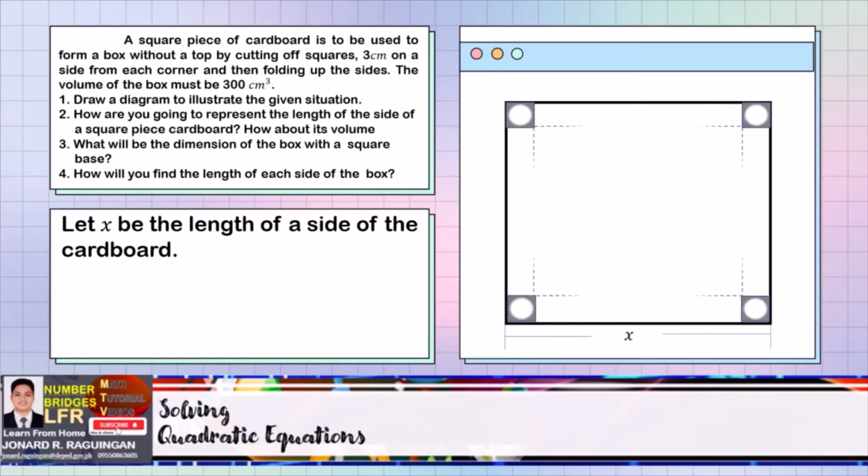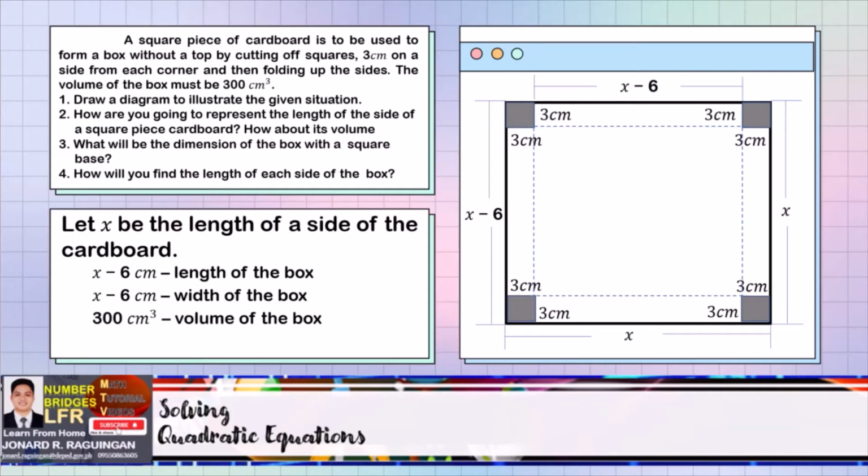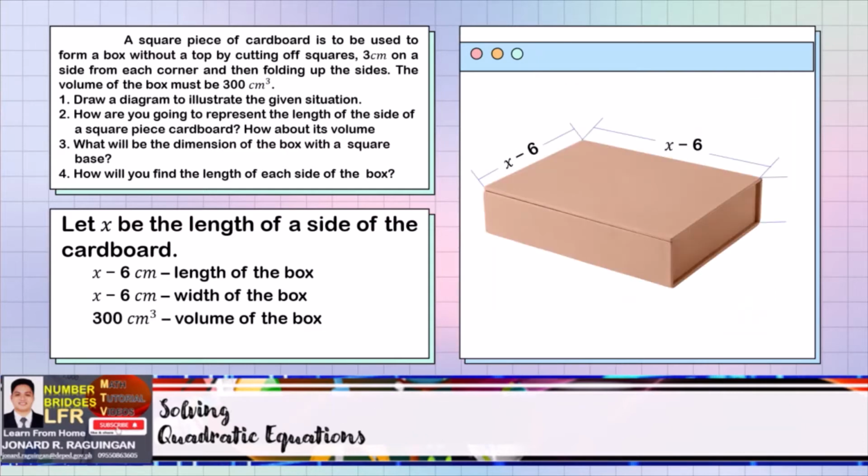When a 3 cm square is cut off from each corner and then folded up, a box with a square base of side x minus 6 cm and a height of 3 cm will be formed. And the width of the box is x minus 6 cm. From the problem, the volume is 300 cubic centimeters, and the height of the box is 3 centimeters.